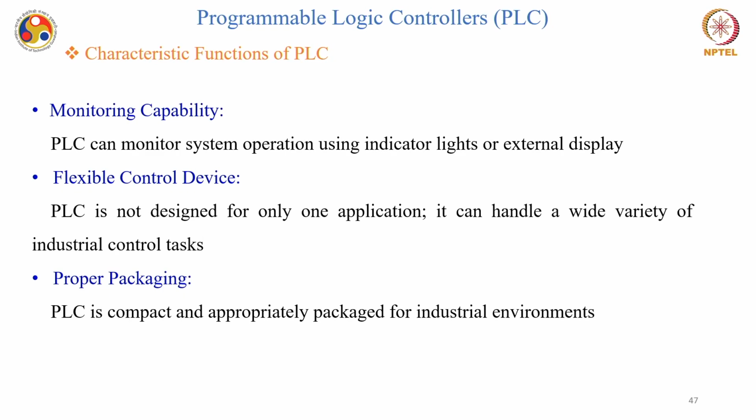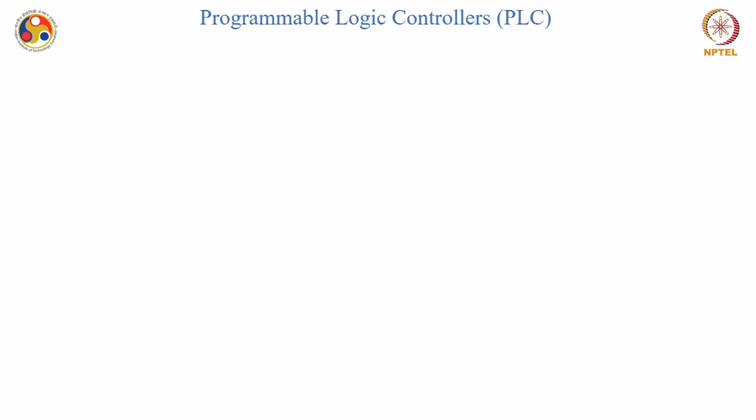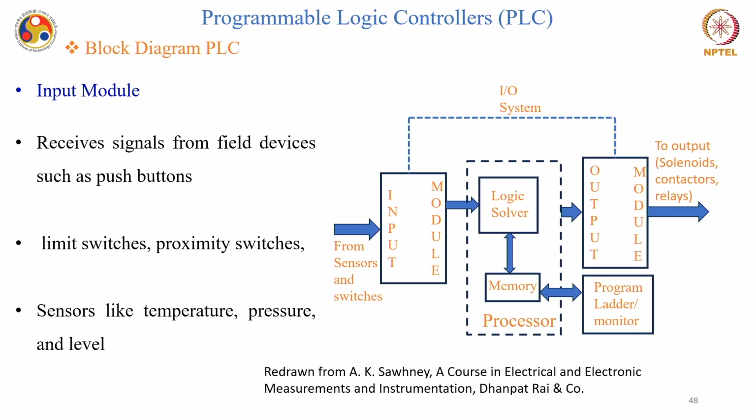They have monitoring capability. A PLC can monitor system operations using indicator lights or external displays. These are flexible control devices. A PLC is not designed for only one application. It can handle a wide variety of industrial control tasks depending on what the user requires. A PLC is a compact and appropriately packaged device for industrial environments, so it has proper packaging to be deployed in all kinds of harsh environments.